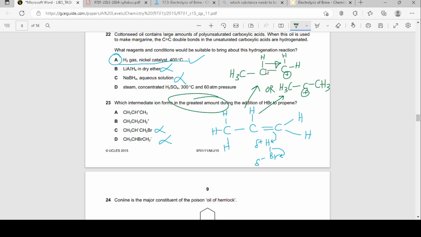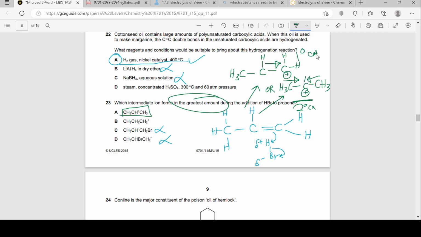So if I just have the effect of one R group here, that means it's less stable compared to this one, because this is the primary carbocation, right? So this one is a secondary carbocation. Secondary carbocation will be more stable because there's this R group, CH3 on this side and CH3 on that side. So this one is actually a more stable carbocation. So actually this is the one I should be looking at, and this is option A, CH3, CH plus and CH3.